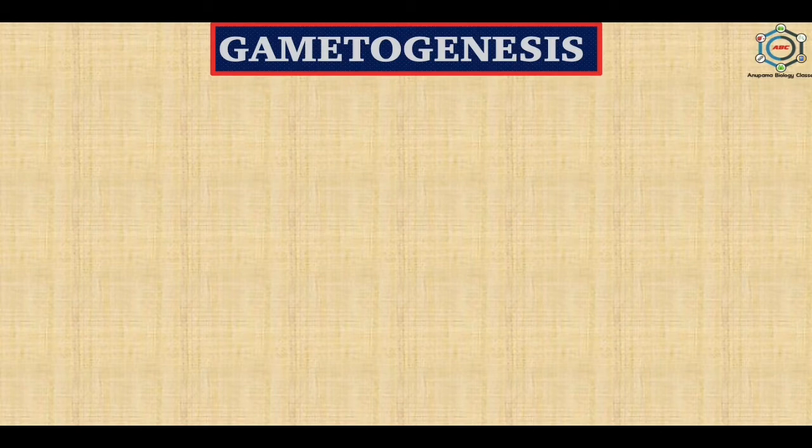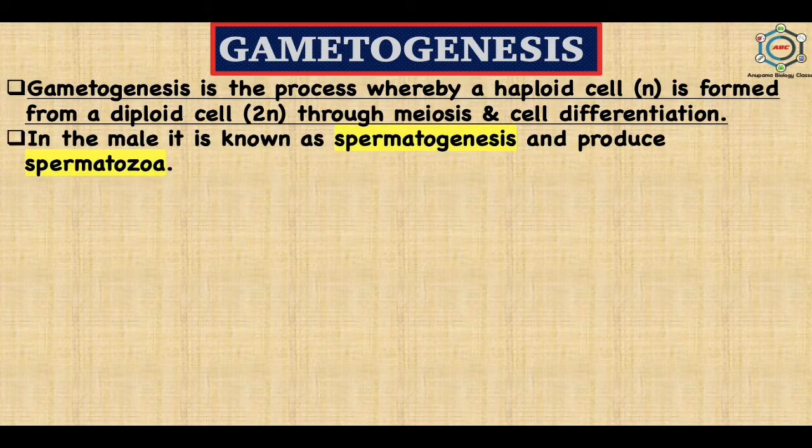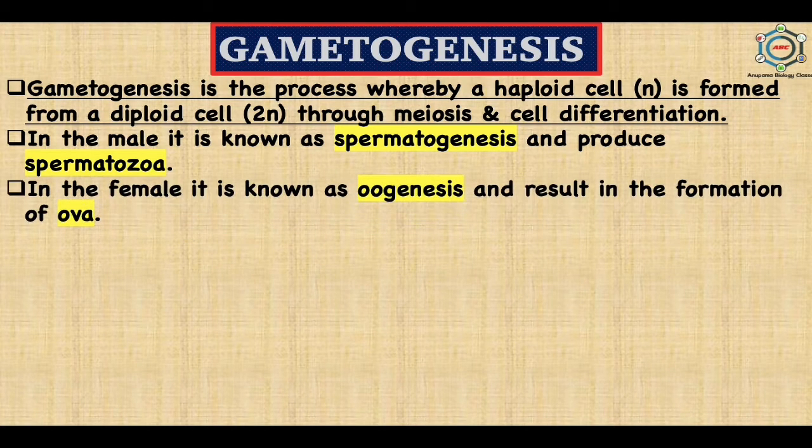So what is the meaning of gametogenesis? Gametogenesis is the process whereby a haploid cell is formed from a diploid cell through meiosis and cell differentiation. In case of male, it is known as spermatogenesis and produces spermatozoa, while in case of female, it is known as oogenesis and results in the formation of ova.